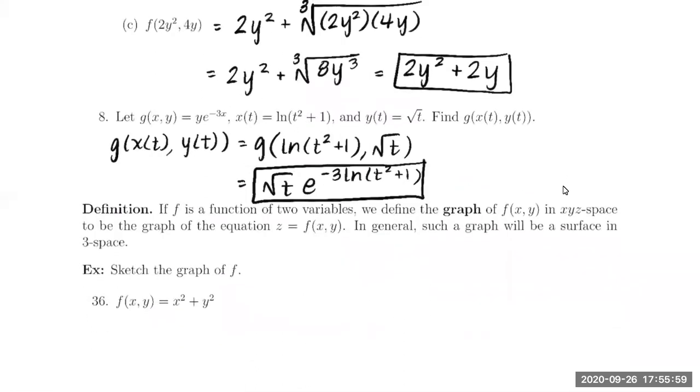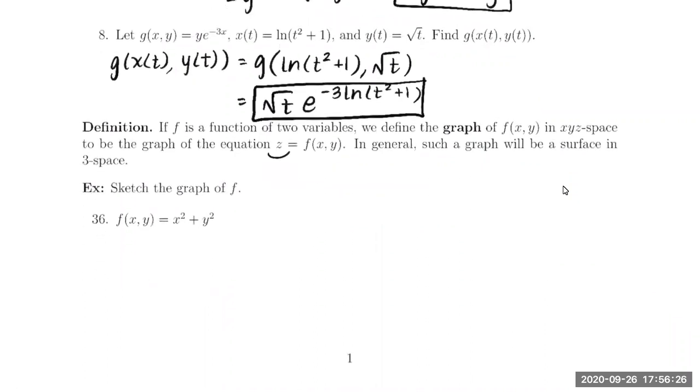All right, so moving on, we say that if a function f is of two variables, then the graph of f of xy in the three-dimensional space is the graph of the equation z equals f of xy. So you'll notice what we're doing is we're introducing this third coordinate z, and then graphing it based on our knowledge of quadrics. And so these graphs are going to be surfaces in three space, just as we saw back in chapter 11. So let's take a look at number 36, sketch the graph of f.